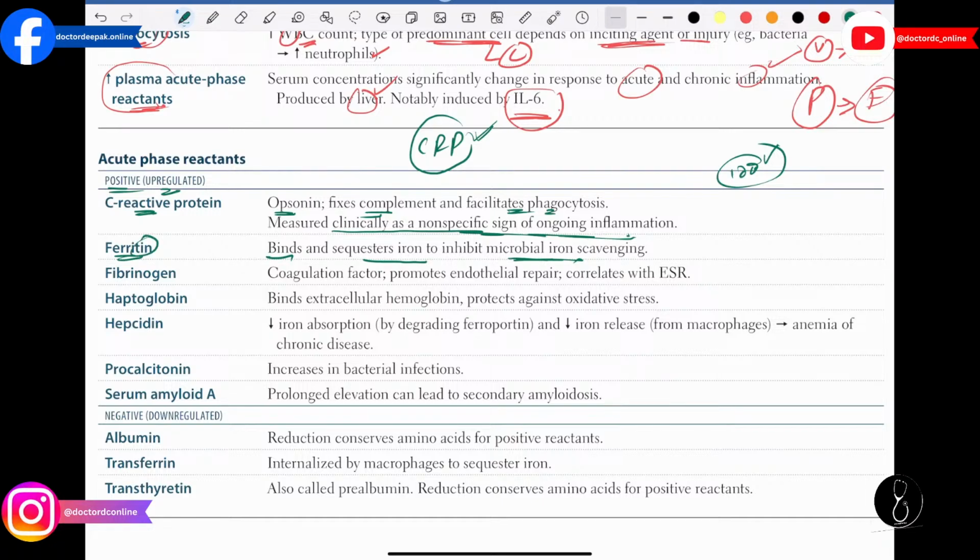That ferritin will go and bind and sequester the iron, and when ferritin binds and sequesters the iron, the iron is not free for bacteria, so it inhibits the microbial iron scavenging. So this is the mechanism of how it helps to subside, how it helps to decrease the inflammation. Then after that, fibrinogen during the inflammation: basically these are the coagulation factors that promote endothelial repair, and correlate with ESR.